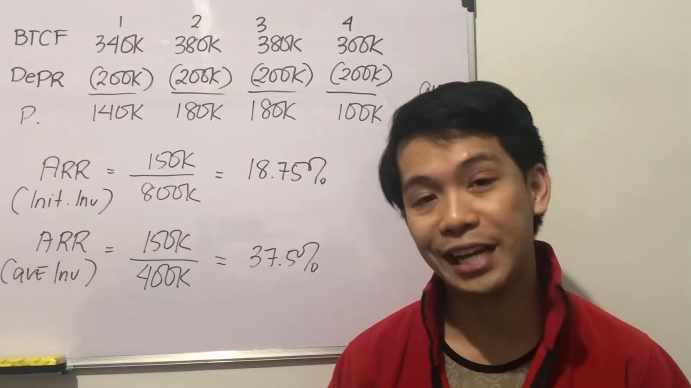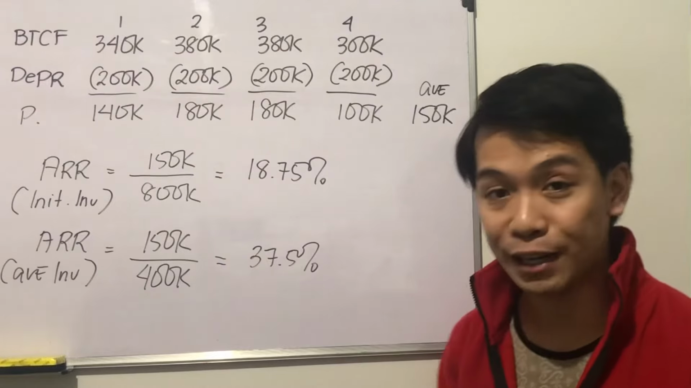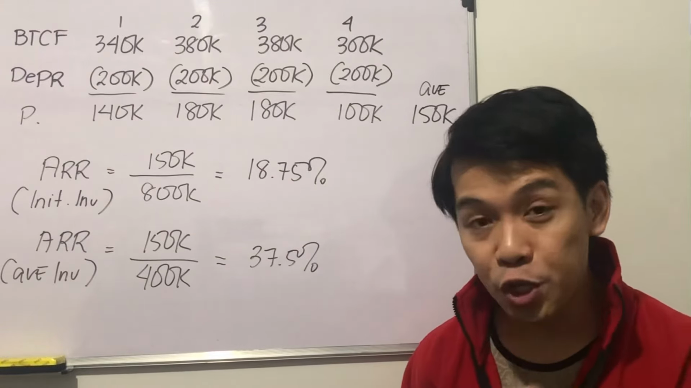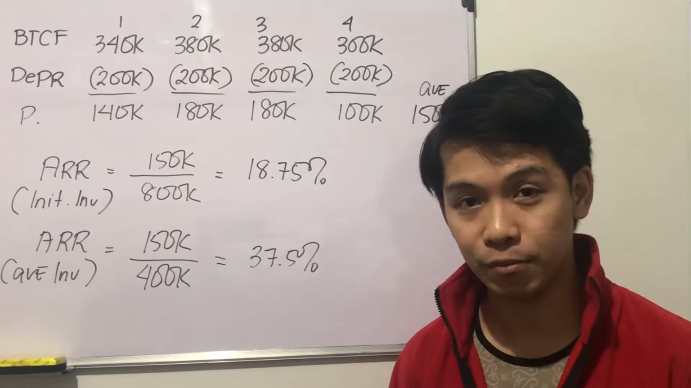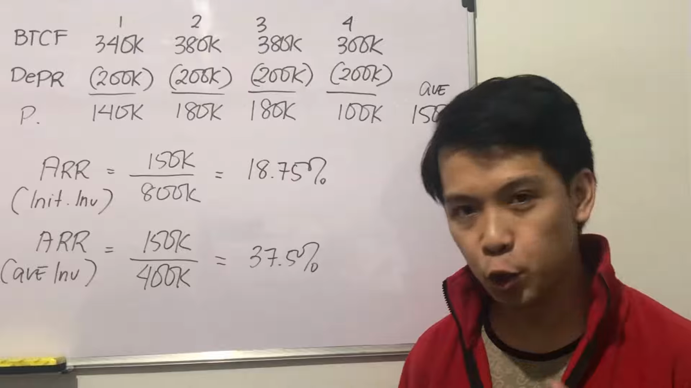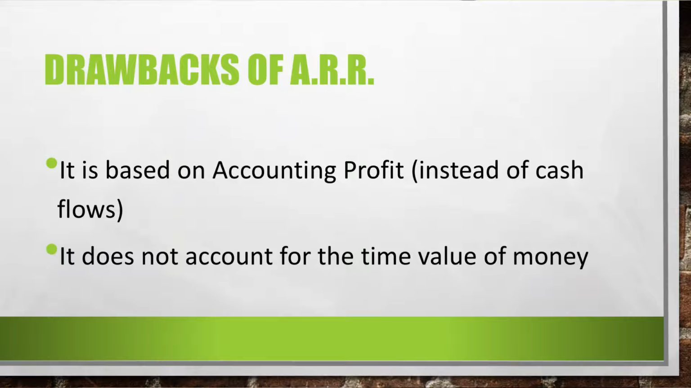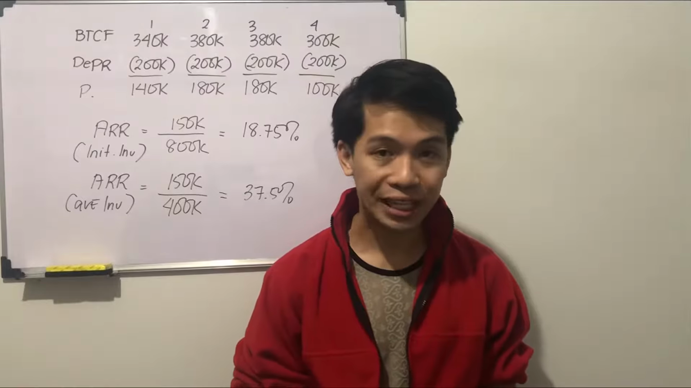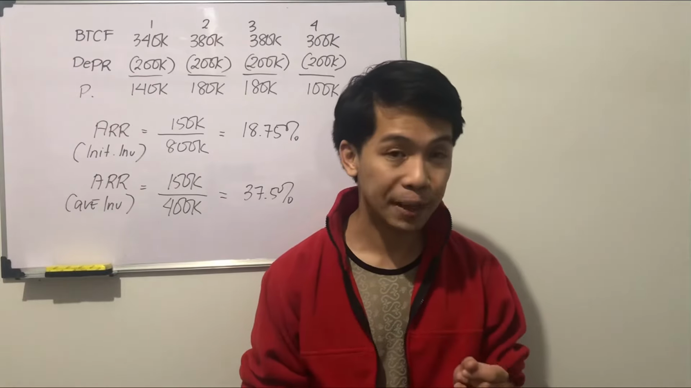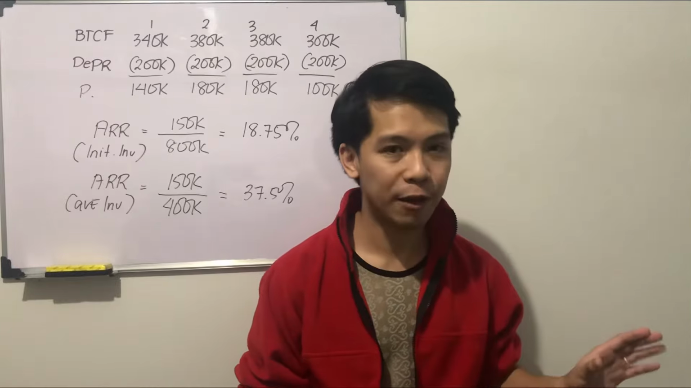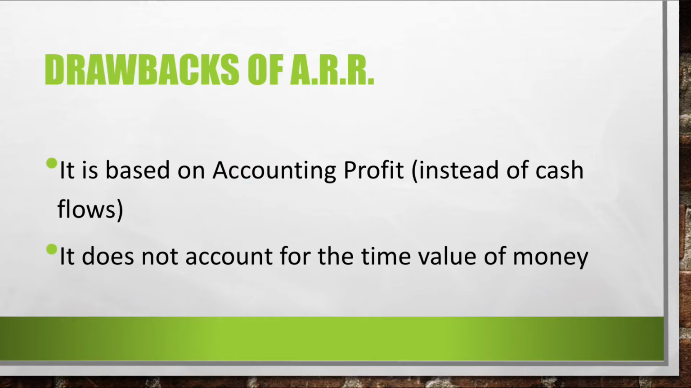The accounting rate of return is very intuitive. It's very easy to understand. Well, for the given amount of investment, what percentage would go into profits? That is what the accounting rate of return means. However, it suffers two major drawbacks. Number one, it is based on accounting profit instead of cash flows. We already had a full discussion on this in the previous session. Cash flows are a better indicator of performance compared to profits. Number two, it does not account for the time value of money.